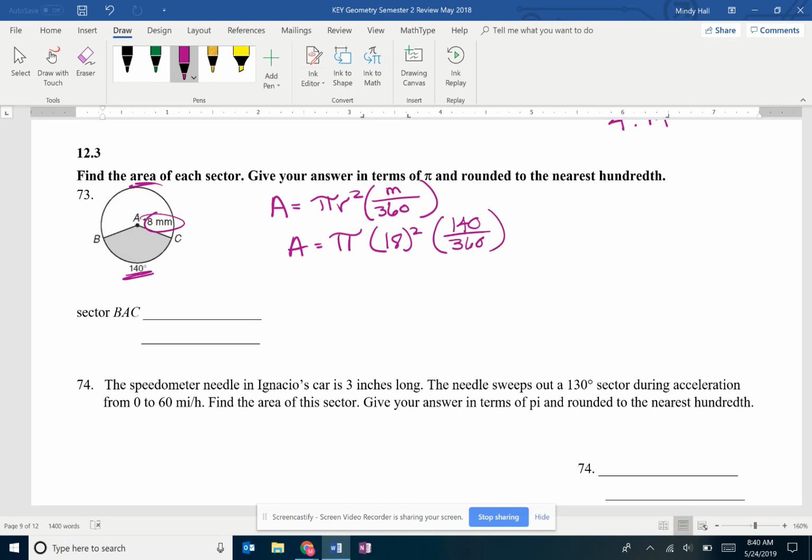So 18 squared times 140 divided by 360 gives us 126 pi. So that's going to be one of my answers, and that'd be millimeters squared. Or if we multiply the pi in, it would be 395 point, nearest hundredth, 84.